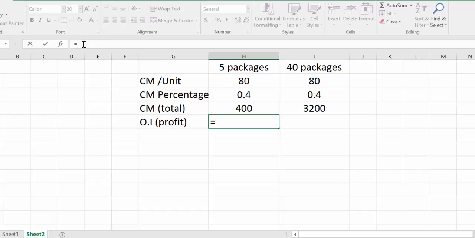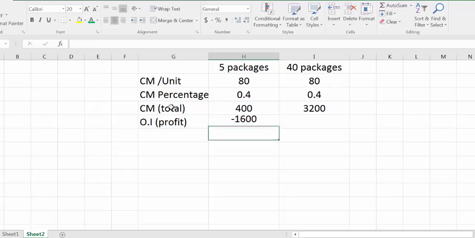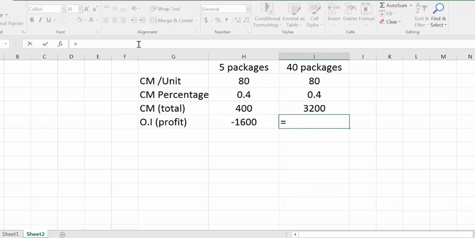So what we can do is use the contribution margin in total, which is $400, to subtract the 2,000 fixed costs. So you get negative 1,600. This is basically an operating loss. For 40 packages, in this case, we can use 3,200, the contribution margin total, to subtract the 2,000 fixed cost in total. So then we have 1,200, operating profit, and this is positive.